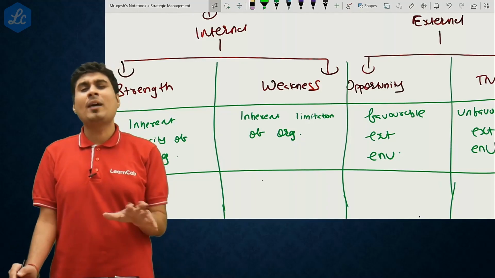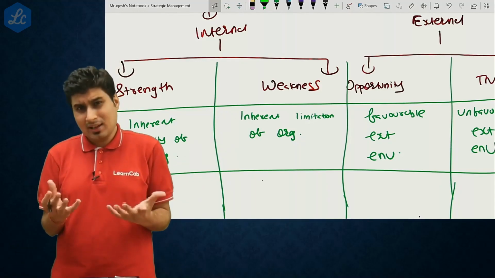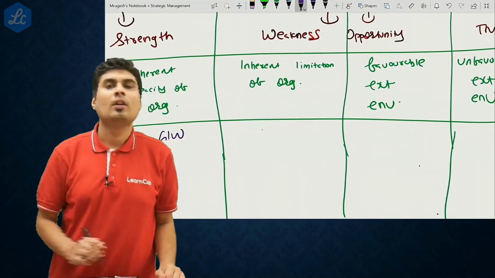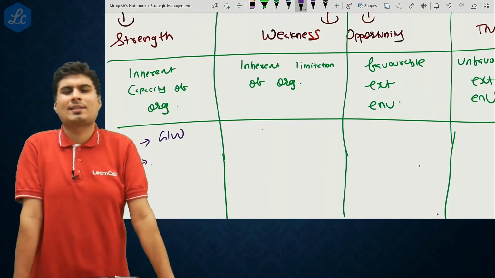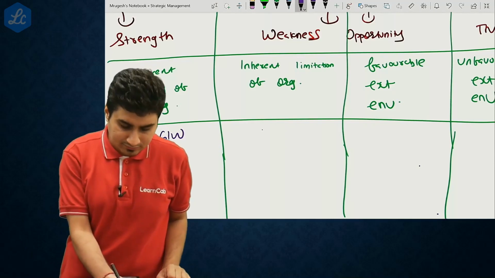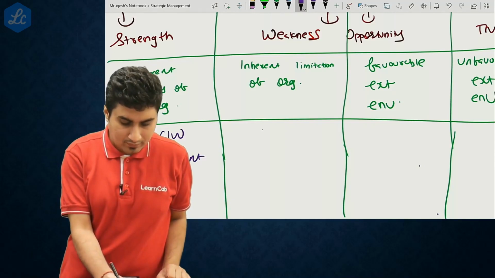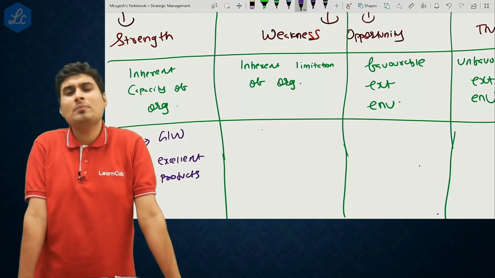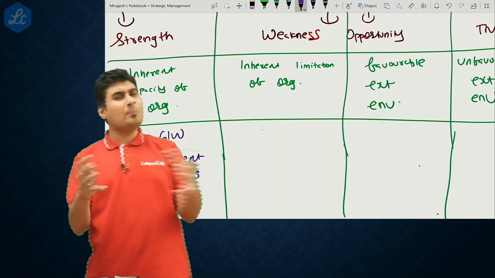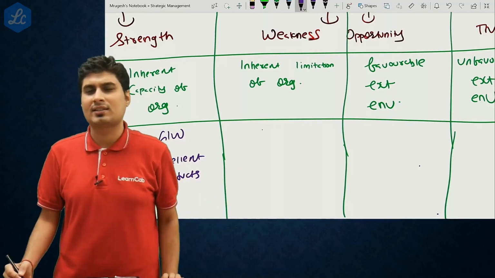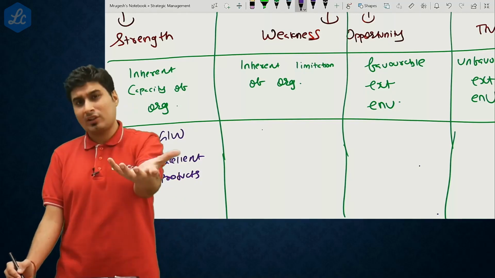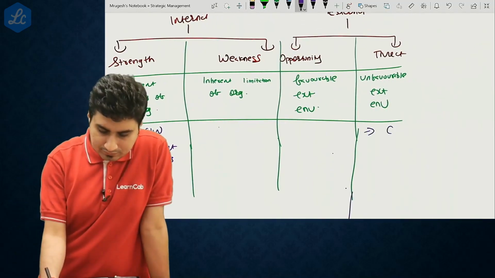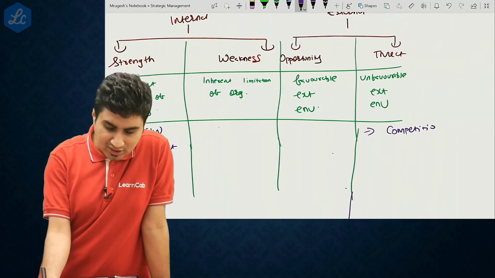I'll tell you something. My company has wonderful goodwill. Will it come under strength? Of course, strength. We offer excellent products. What is this? My strength. Then I would like to say, in my industry there is a lot of competition. Competition is too much. Are you clear? Is it mine or an external factor? Of course, external. So it has to be what, good or bad? Bad. So threat, unfavorable. Competition is more.